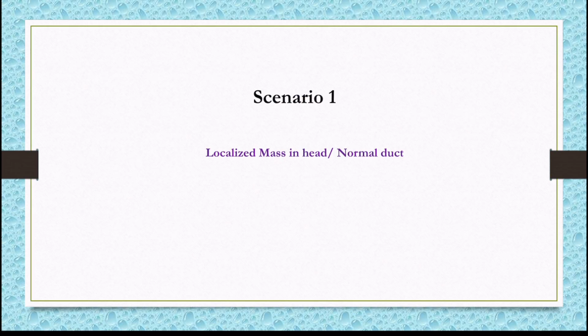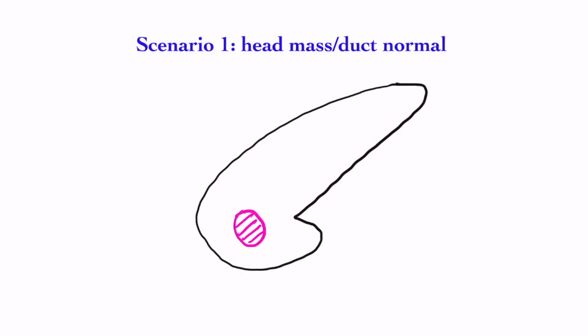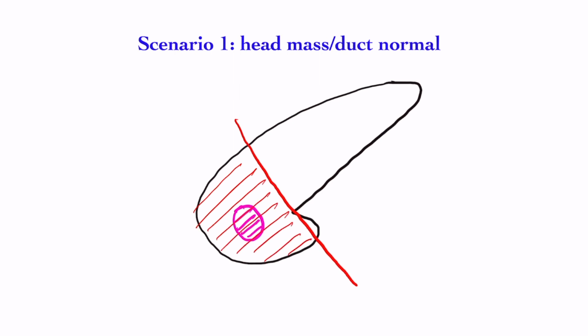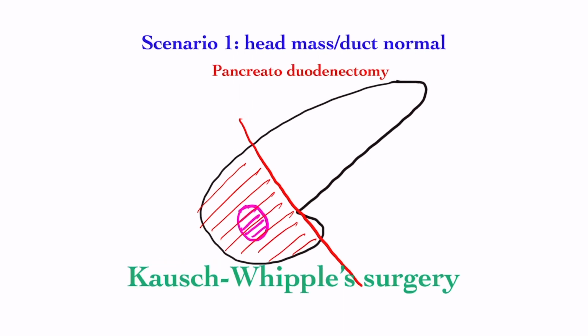Scenario 1. Localized mass in head with normal duct. Localized head mass is highly suspicious for malignancy, and FNAC is not accurate in ruling out cancer, so in such cases, pancreatoduodenectomy is done, also known as Whipple's surgery or Koch-Whipple's, as known in some countries, giving credit to Koch who did pancreatoduodenectomy before Whipple's.